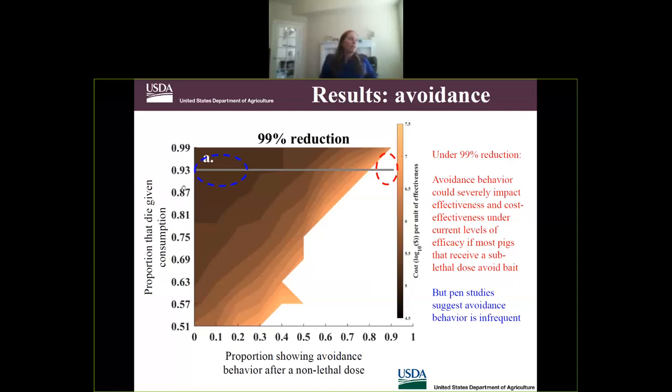And then this axis shows you, given the proportion that die given consumption, so this is like the bait efficacy. And like I said, we use 0.93 because that's what has been found in pen trials. And what this shows is, with your management objective of 99% reduction, if you're only using a toxicant and avoidance behavior is really prevalent, then this tool might not be very cost effective. However, so far, what's been observed in pen studies is that avoidance behavior is more on this end.